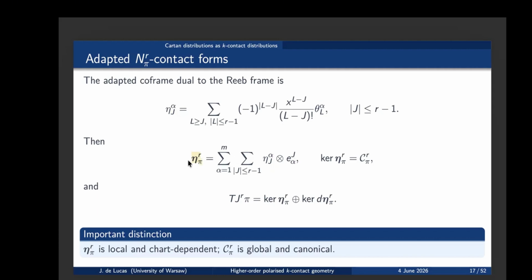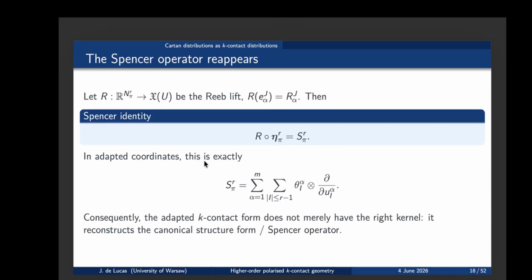I mean, the NR pi contact form is locally defined. It's not intrinsic. In coordinates, by means of appropriate understanding, they retrieve the Spencer operator, the canonical structure on the J^r pi. But you have to do additional work to obtain something that will be intrinsic. But the idea of the Cartan distribution as a K NR pi contact distribution is totally intrinsic. One of the ways of doing this intrinsically is to consider the red Spencer operator.